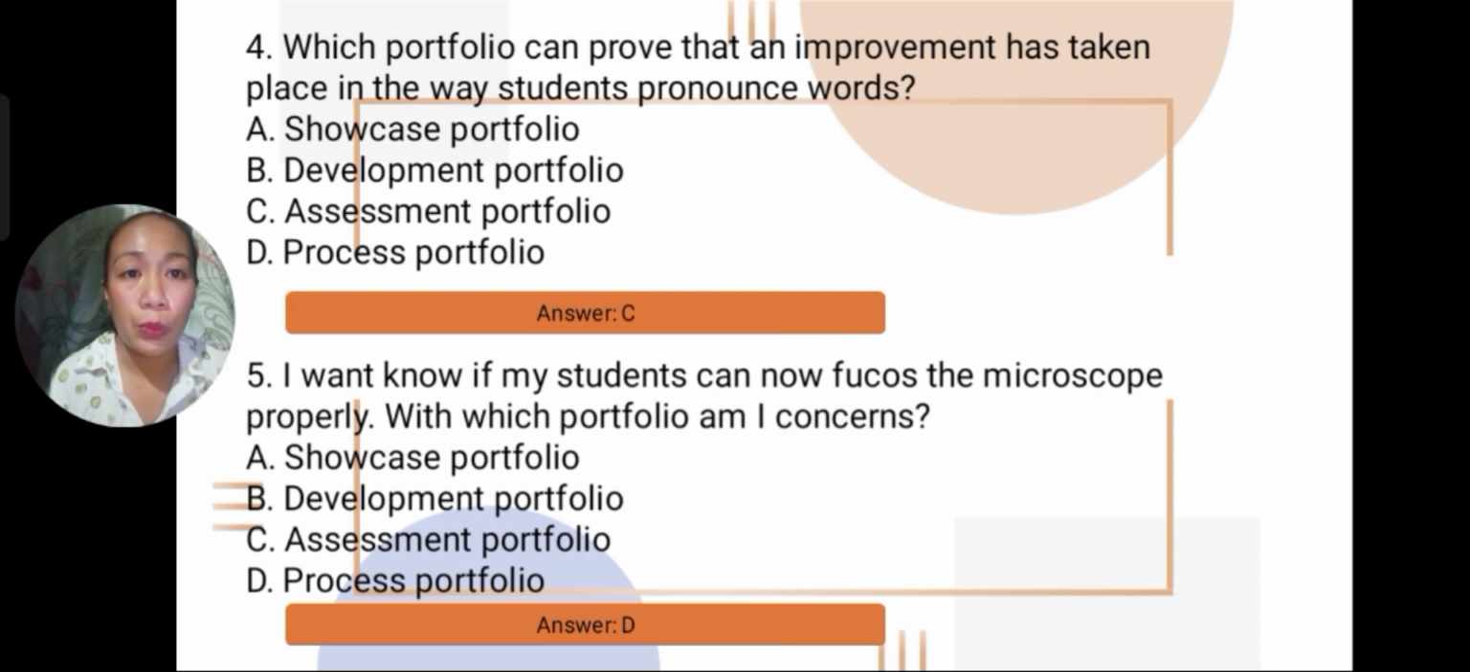Number 5, I want to know if my students can now focus the microscope properly. With which portfolio am I concerned? The answer is letter T.